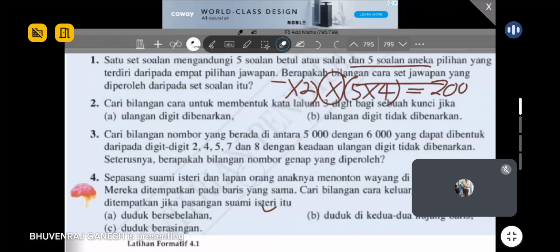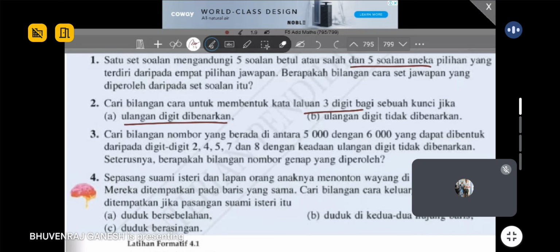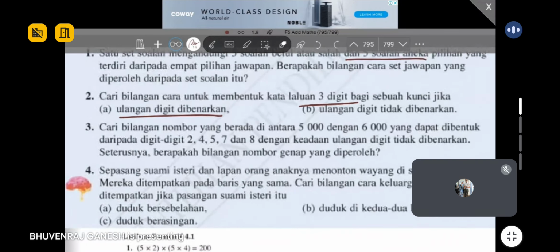Okay, so this is question number 1. Okay, so question number 2. They say they want to form a 3 digit number with repetition. So how can I form it? Like a PIN, a 3 digit PIN. So how many ways can I form it?